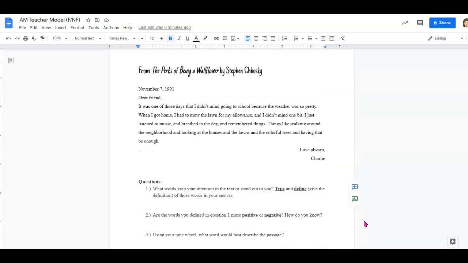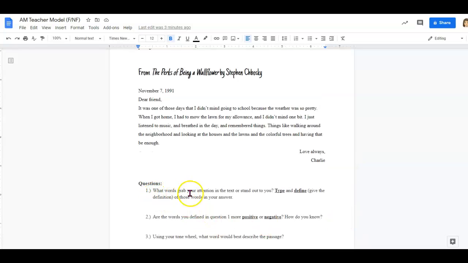So real quick, let's look at the questions. We're looking at what words grab our attention. Are the words positive or negative? And then using that tone wheel, what words best describe the passage? So read along with me.